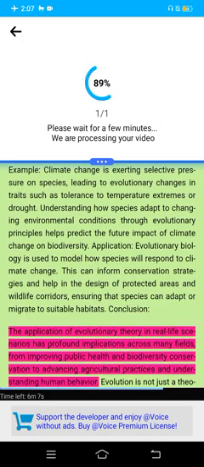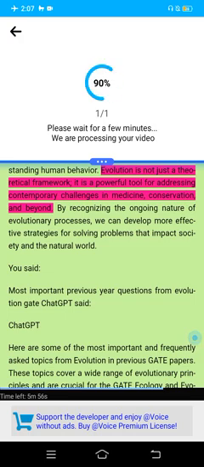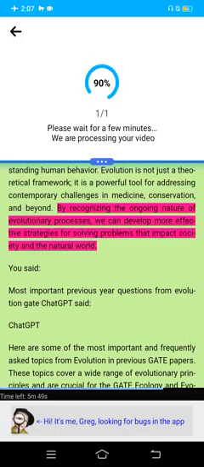The application of evolutionary theory in real-life scenarios has profound implications across many fields, from improving public health and biodiversity conservation to advancing agricultural practices and understanding human behavior. Evolution is not just a theoretical framework, it is a powerful tool for addressing contemporary challenges in medicine, conservation, and beyond. By recognizing the ongoing nature of evolutionary processes, we can develop more effective strategies for solving problems that impact society and the natural world.